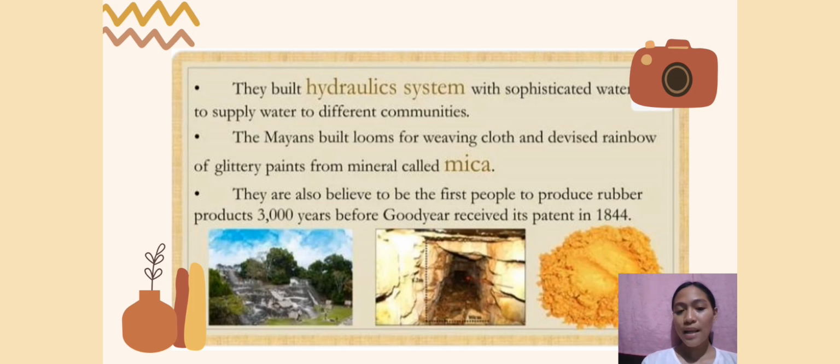They are also believed to be the first people to produce rubber products 3,000 years before Goodyear received its patent in 1844. Mayans used natural rubber from the sap of the rubber tree to create various items such as balls, toys, and even sandals.